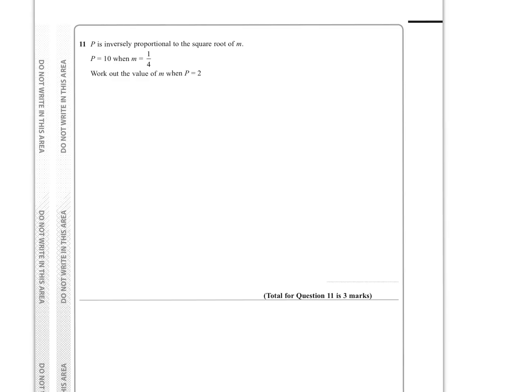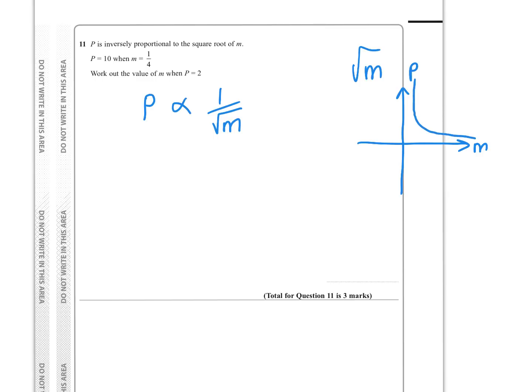Question 11. P is inversely proportional to the square root of m. So the square root of m would look like that, and if it was inversely proportional, then we'd have to do the reciprocal. Now what that means is there's a whole family of curves, and I think they would look something like this if you were to plot m versus p. If you want an inverse relationship, then it looks something like this. But if you square root m, it doesn't really make any difference to the shape of the curve. They will still have this type of shape.